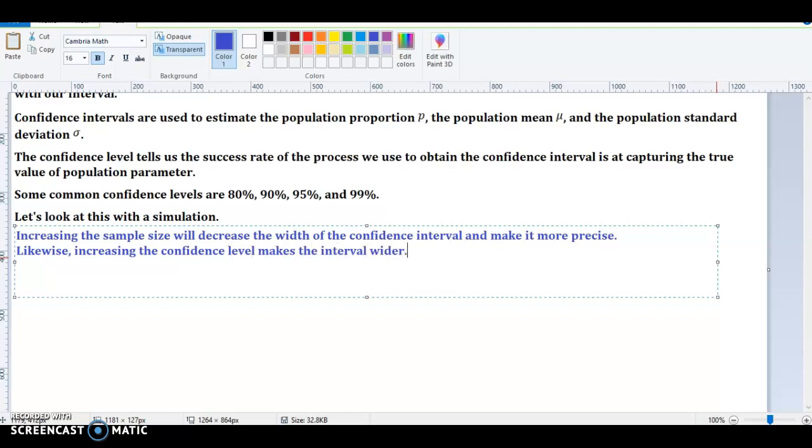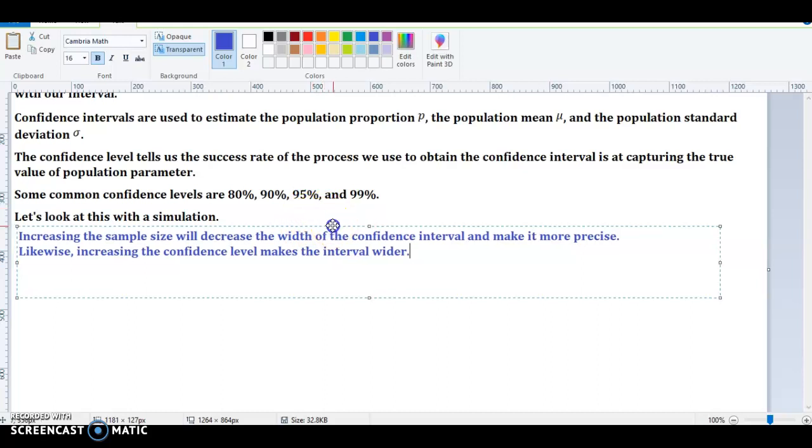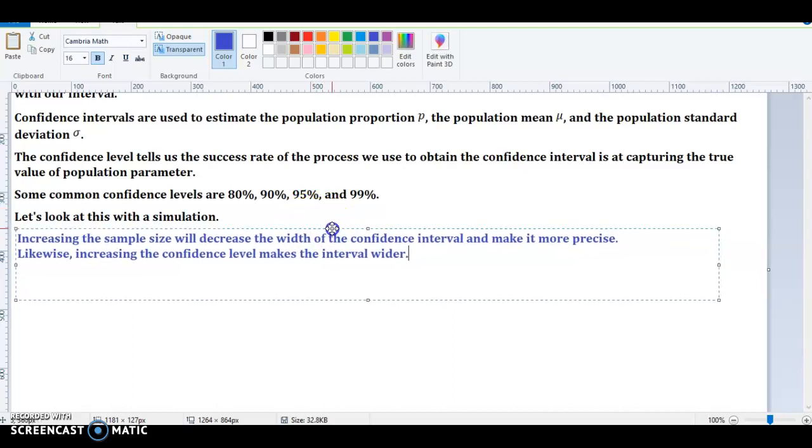The basic idea behind that is, if you create a confidence interval with a higher level of confidence, you increase the likelihood that the interval you create will capture the true value of the population parameter that you're estimating, whether it's the proportion or the mean or the standard deviation. So a higher level of confidence necessitates a wider interval because it's then more likely to capture that unknown parameter.